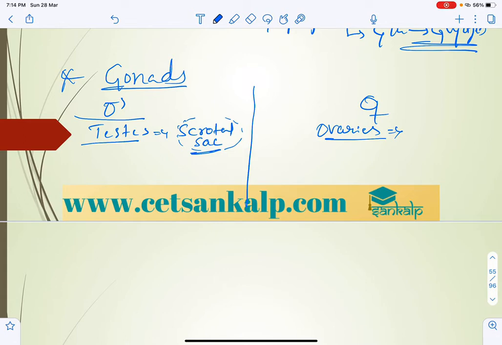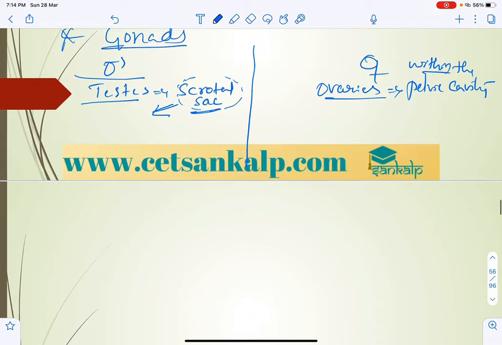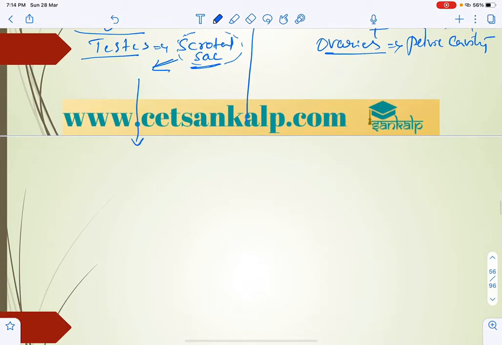Whereas ovaries are present within the abdomen of the female, or I can say within the pelvic cavity, whereas here these are present outside the pelvic cavity, that is in the scrotal sac. Both are in the paired condition. The testis performs a dual function.